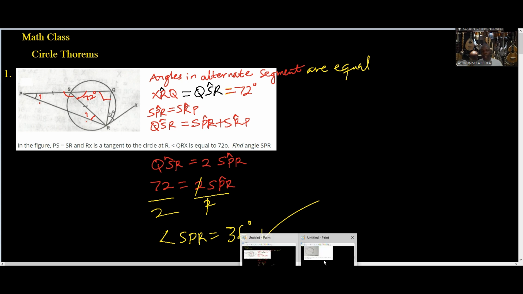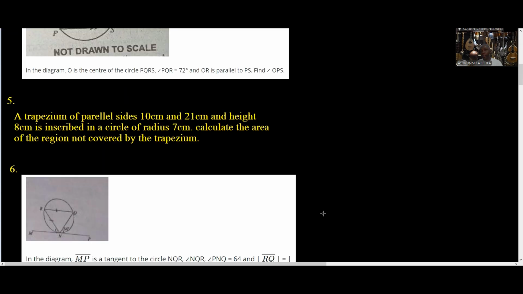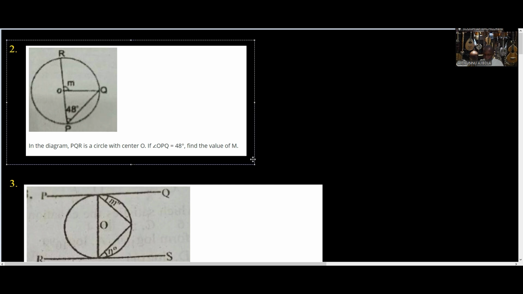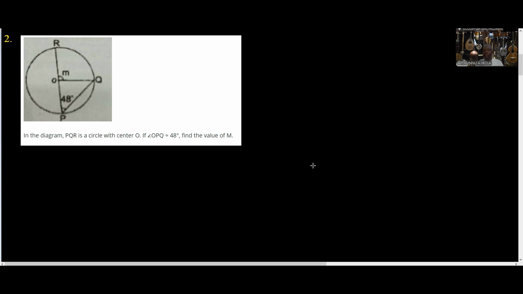So let me bring the next question. I said we're going to look at, if possible, about 10 questions, but if it's not possible, we're just going to look at the one we look at. So let's see the second one. Let me just put it. So here is the second one. Can you see the second question?